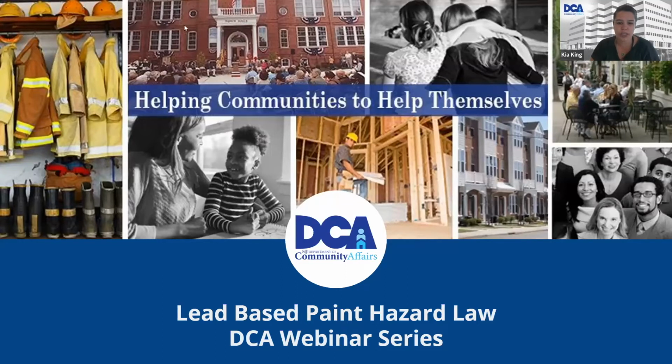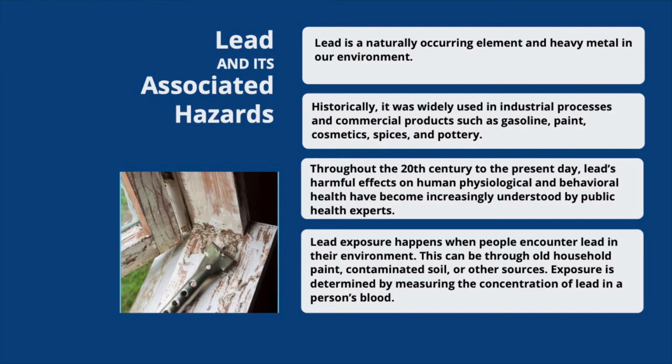So this webinar series is going over a very seminal law, Chapter 182, PL 2021, lead-based paint hazards in rental dwellings. We're going to go over some of the backdrop and importance of why this law is so critical, and then also get into some technical information to assist with compliance under the Act. So let's first talk about lead and its associated hazards. What really was the why behind such critical legislation being passed?